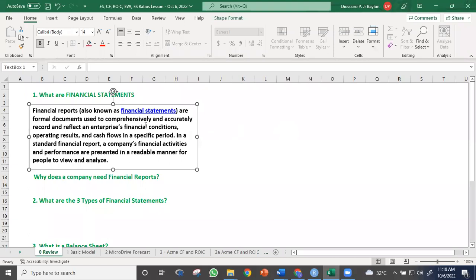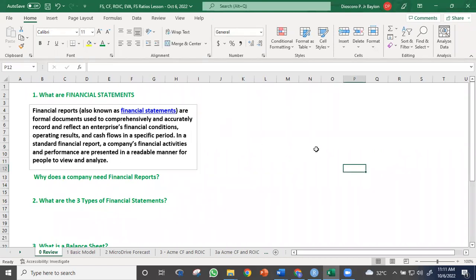So these are formal documents used to comprehensively and accurately record. There's the recording, the journalizing, putting it in the ledger, and then summarizing it. And then it should reflect an enterprise's financial conditions, that's the balance sheet, and also operating results, that's the income statement, and the cash flows in a specific period. So in a standard financial report, a company's financial activities and performance are presented in a readable manner for people to view and analyze. So that's what financial statements are all about.